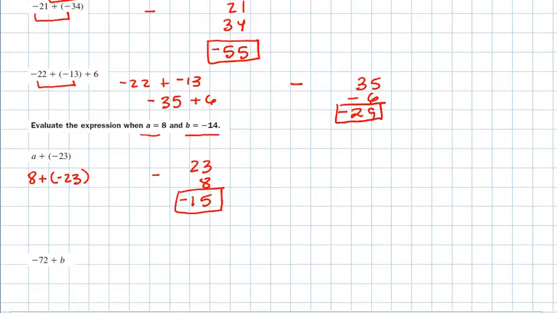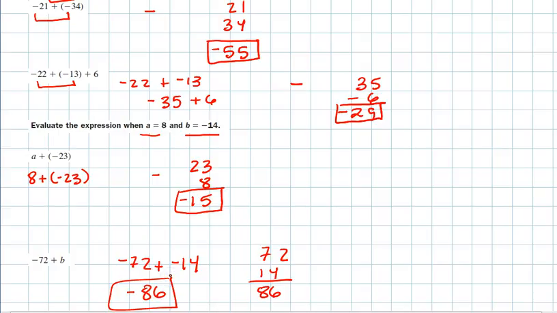Here's the second example. Negative 72 plus, I'm going to substitute negative 14 for B. They're the same sign, so I'm going to add and take the common sign. That means my answer is going to be negative. 72 plus 14 gives me 86, and it must be negative because the common sign was negative, and that's my answer. And this is the end of the video on adding integers.